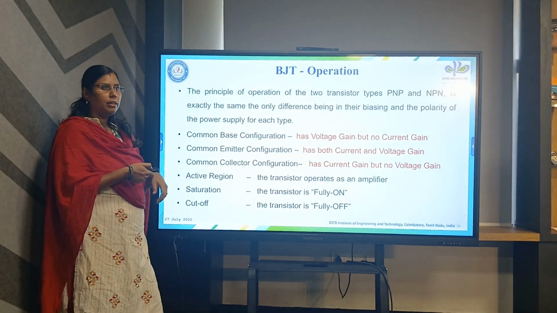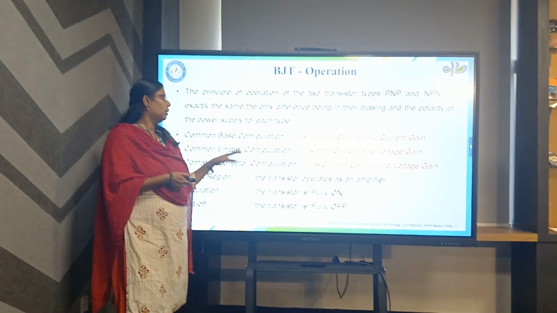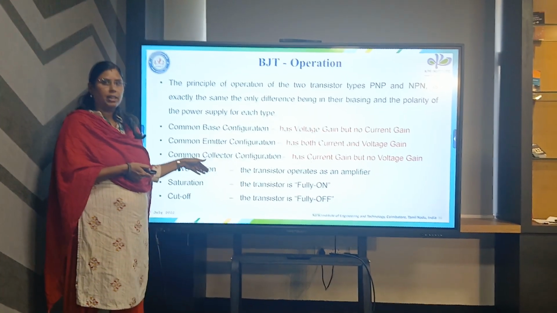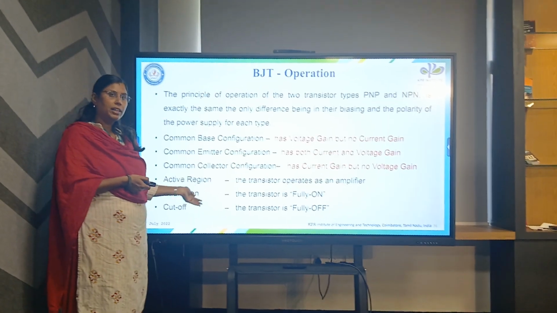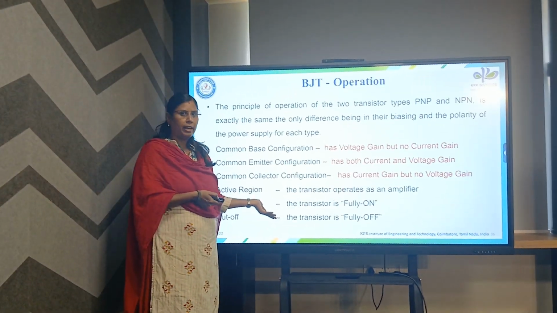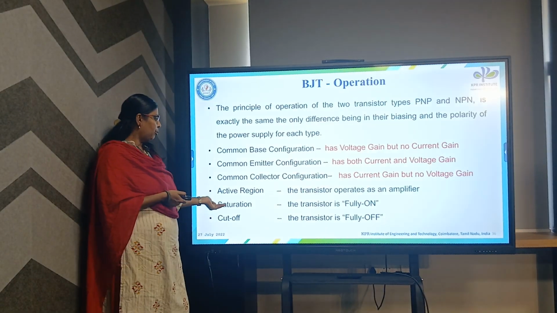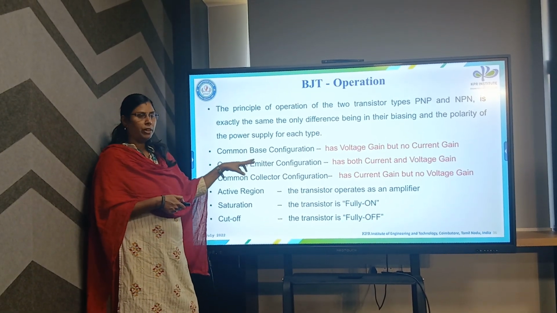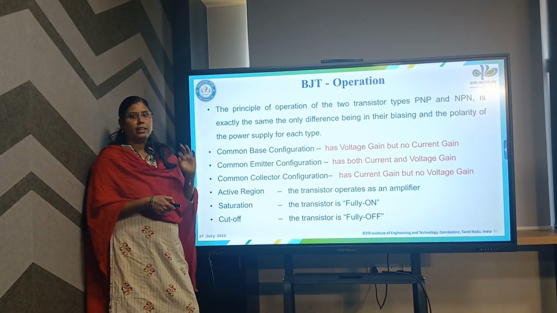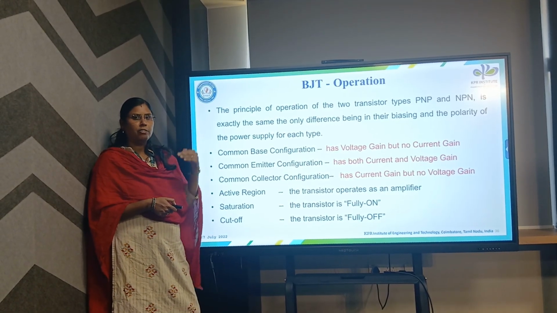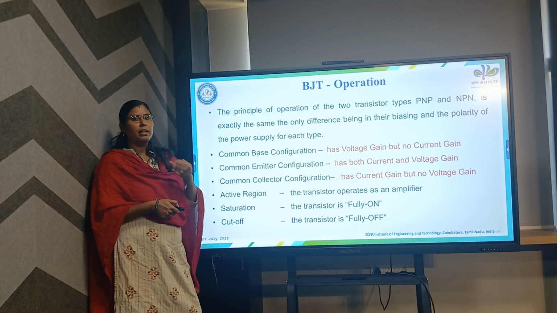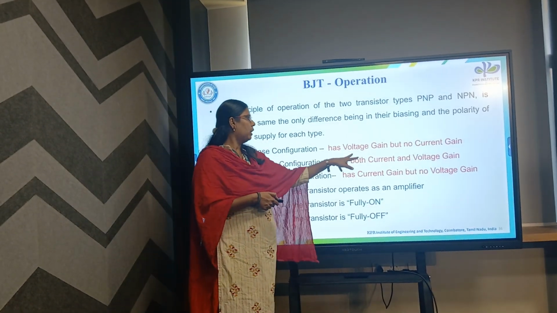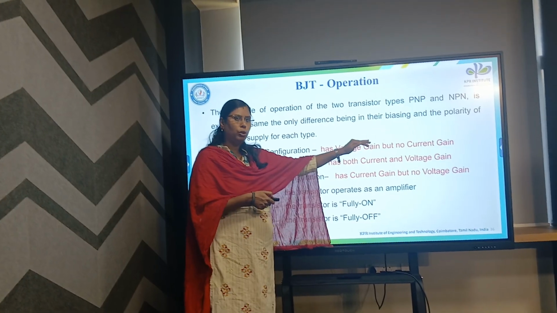So BJT has three modes of operation: common base configuration, common emitter configuration, and common collector configuration. It has three regions in the characteristics. The regions are active region, saturation region, and cutoff region. In common base configuration, we have three terminals in BJT: base, emitter, collector. The base will be grounded, and we consider the emitter and collector as input and output. So in that case, it has voltage gain but no current gain.